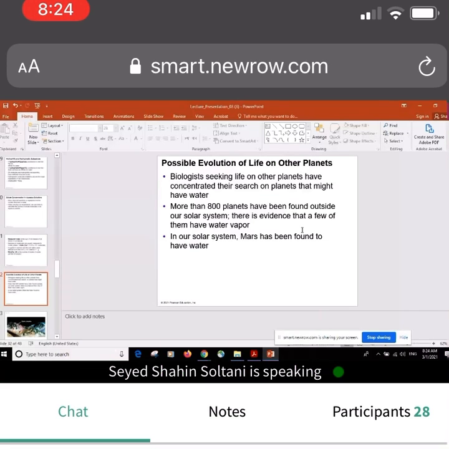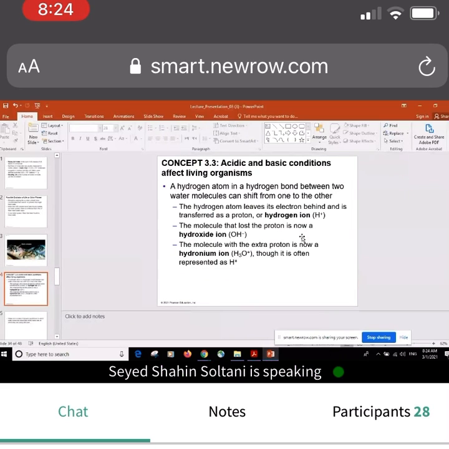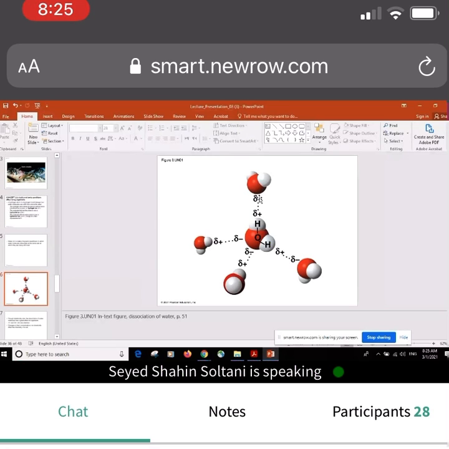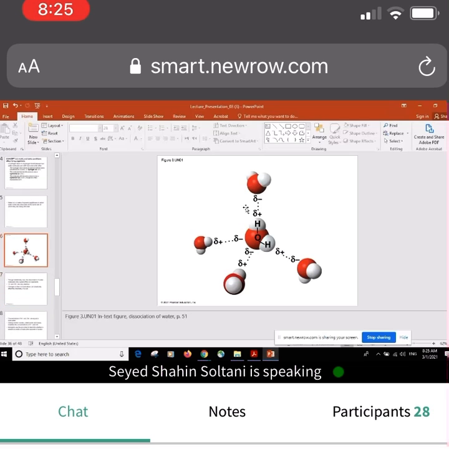So here is just something that you can self-study. And here you will see that in a hydrogen bond, always one side is hydrogen atoms. So again, you will see the picture of water molecules. That is a polar molecule. There is electricity that can pass through the water.